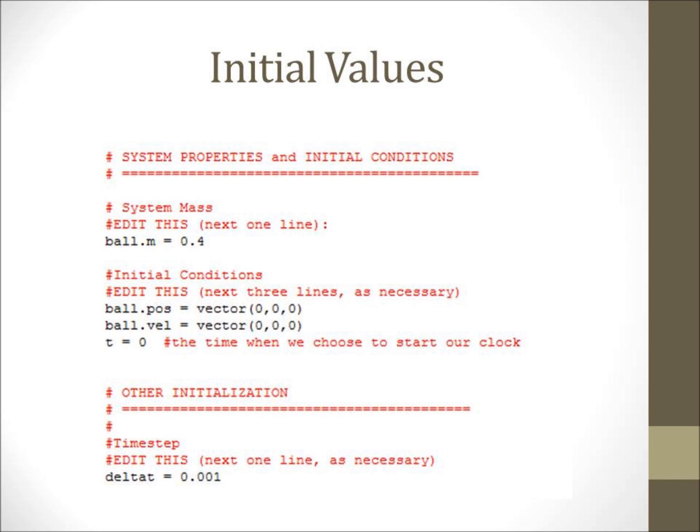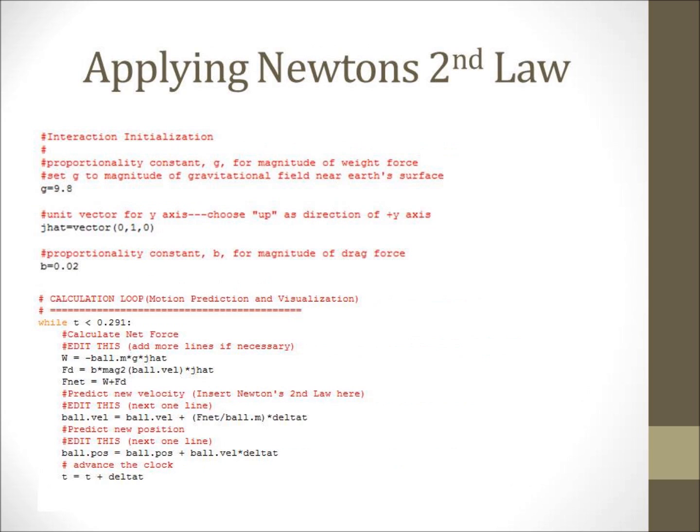I inputted the initial mass of the orange as 0.4 kilograms and set the initial position and velocity vectors equal to 0. The object started falling at a time of 0 seconds, and the data was collected in increments of 0.001 seconds. In my code, I applied Newton's second law to display a change in final velocity. Again, we can only see this if the sum of the net forces is not equal to 0.